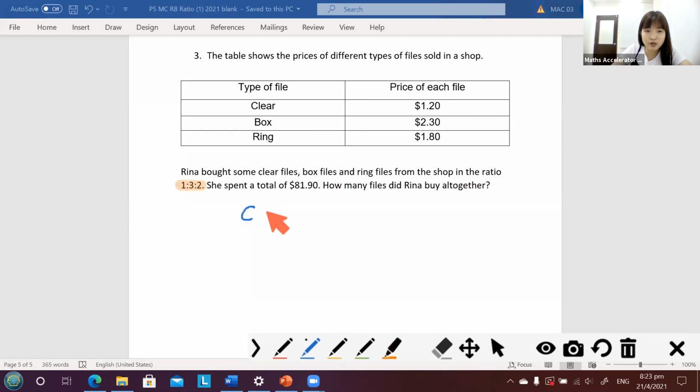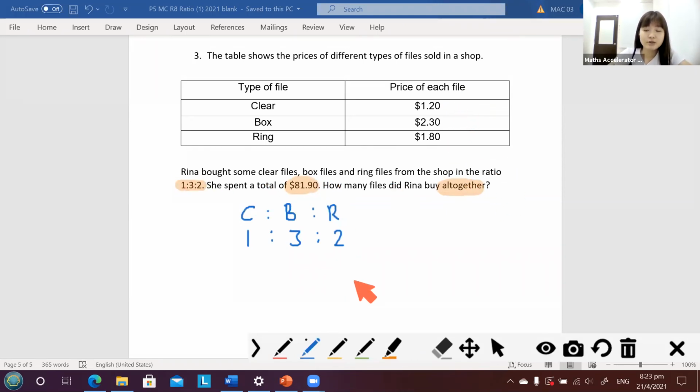So we can put C for clear, B for box, and R for ring. So let's put the ratio below, 1:3:2. So she spent a total of $81.90. How many files did Rina buy altogether? Now they give you the total, and you know that each of the files costs this much.